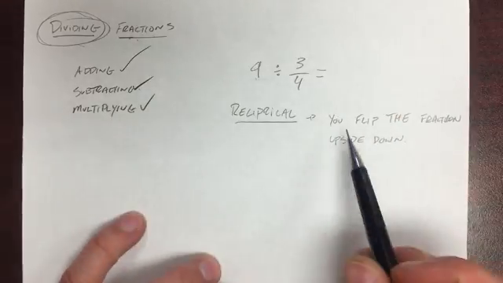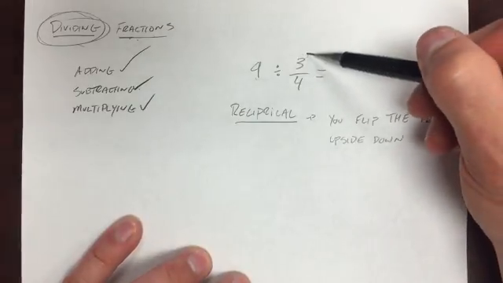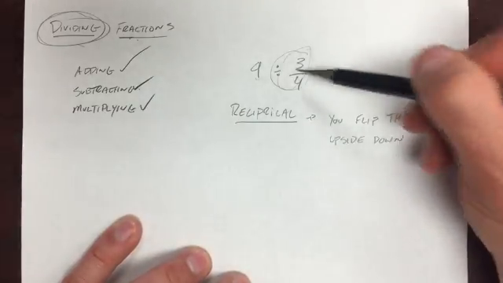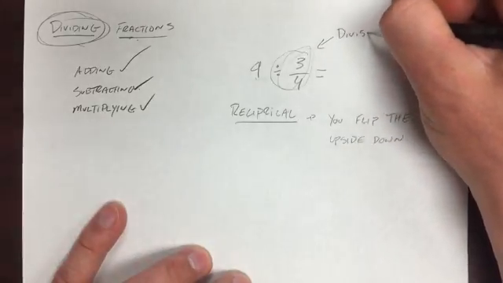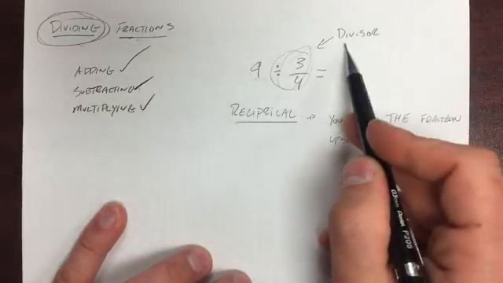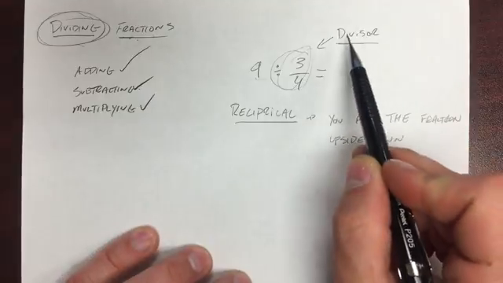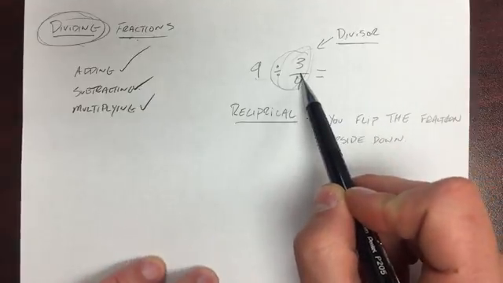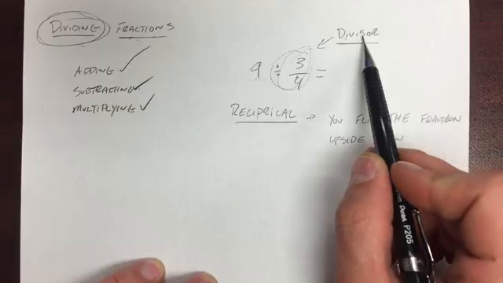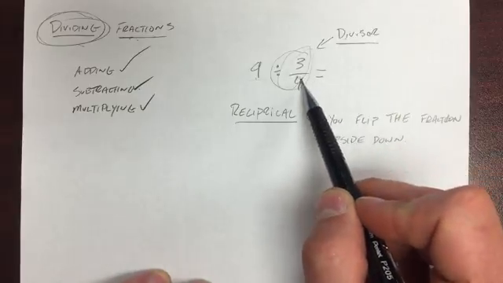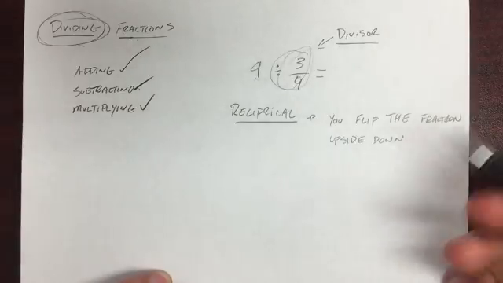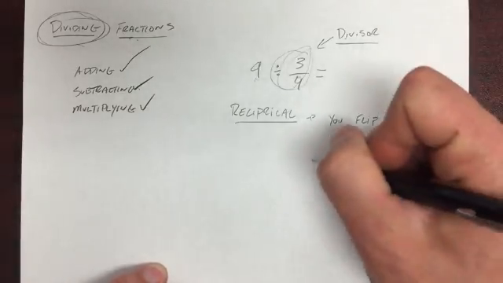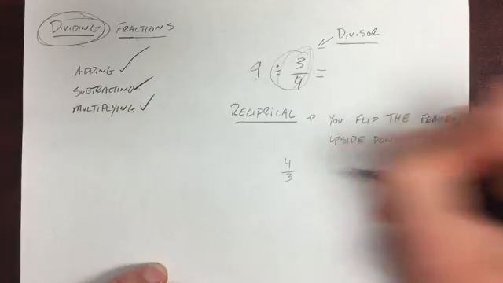Okay, so we're going to look at the second term right here, which is called the divisor. That means what we're dividing by. Divisor means what we're dividing by. Go ahead and write that down. The divisor means what we are dividing by. So in this case, we're dividing by 3/4. So the reciprocal would be 4/3.